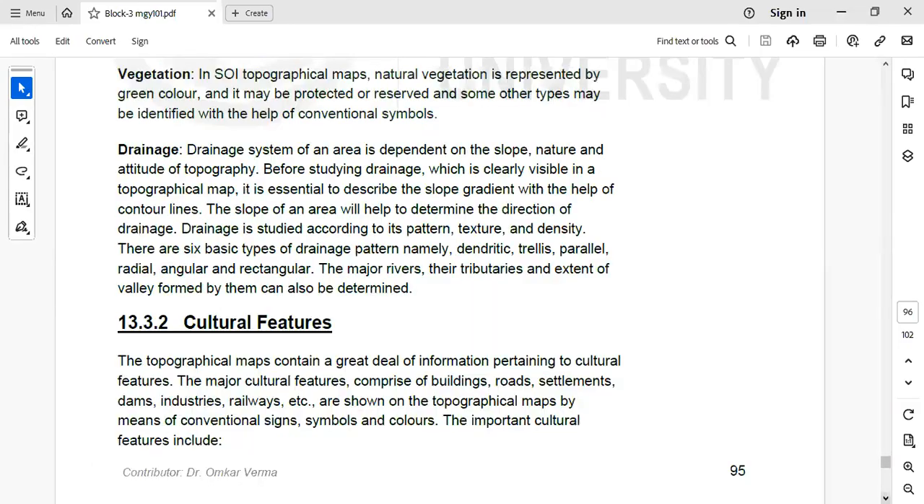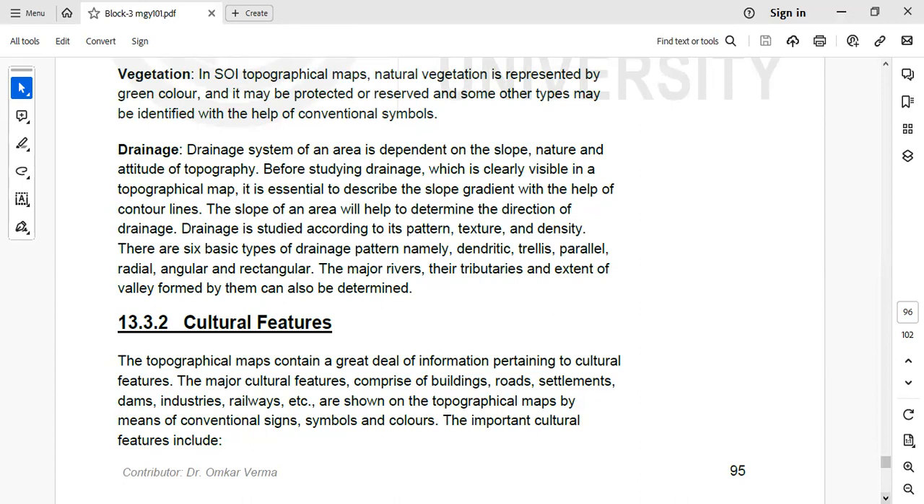So if you have the proper understanding of the arrangement of the contour lines, you can identify the different types of landforms and slopes of a particular area.